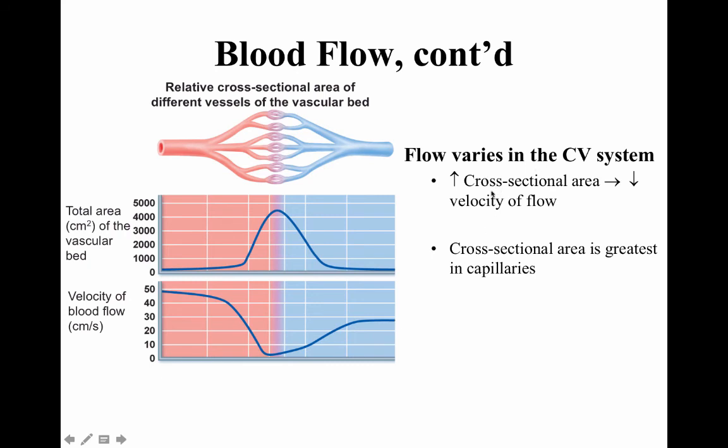And here then, in the cardiovascular system, flow varies. When we see an increase in cross-sectional area, we'll see a decrease in the velocity of flow.